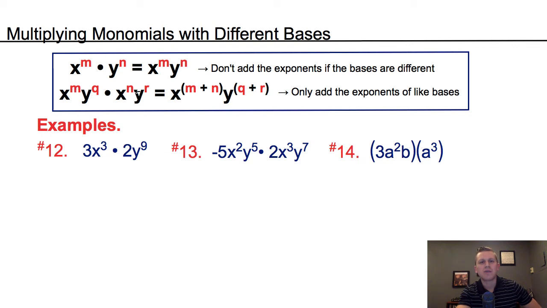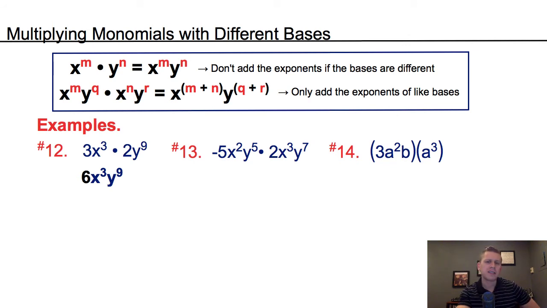For instance, if I was multiplying these two terms here, because the x's were the same base, I could add their powers, m plus n, and the y's were the same bases, I could add q plus r for something like this. So if I look at example 12, I'm multiplying these two monomials, but what I notice is that the bases aren't the same. This one has a base of x, and this one has a base of y, so I will not add 3 and 2. What I can do, however, is still multiply the coefficients 3 times 2, and what I would get is 6x to the third, y to the ninth. Notice how these powers did not add together.